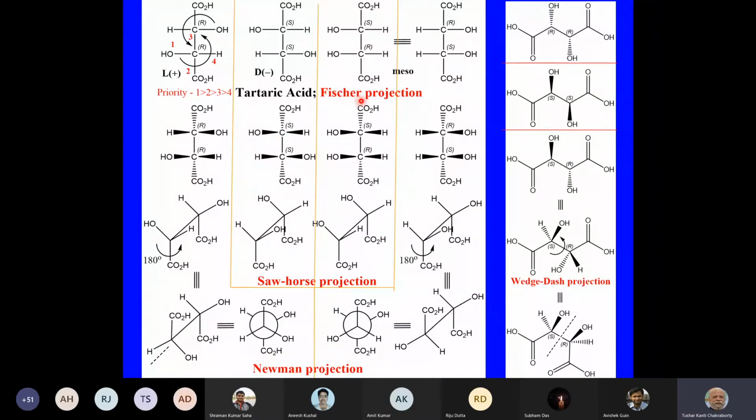Fischer projection we have learned: you draw the structure with vertical and horizontal lines, and on the horizontal lines the substituents are coming above the plane, as I have shown here. And of course, you don't write it like this; you write a straight line, not a dashed line or a bold line. Another one is shown here. This OH dash kind of representation, and I like this kind of representation.